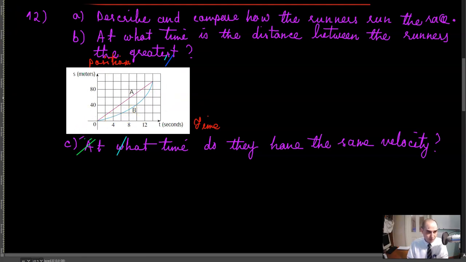But then somewhere over here, as you can see, their velocity becomes give or take the same. At some point over here. Meaning at some point at about 8-9 seconds, their velocity becomes the same, but then runner B has to keep increasing her velocity so as to close the gap between them, and then eventually at 13 seconds they are both at 100 meters along the race road, whatever that is, right? Okay, so that's basically question number 12.